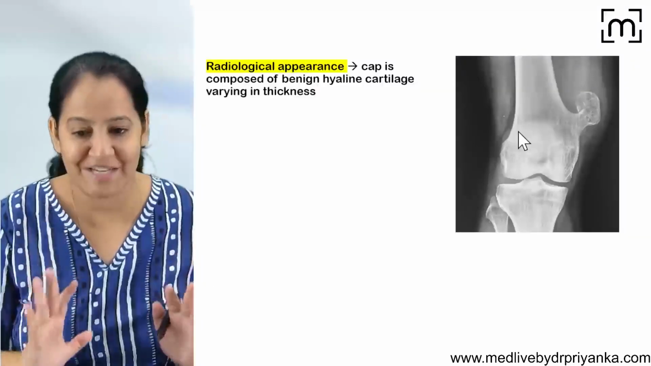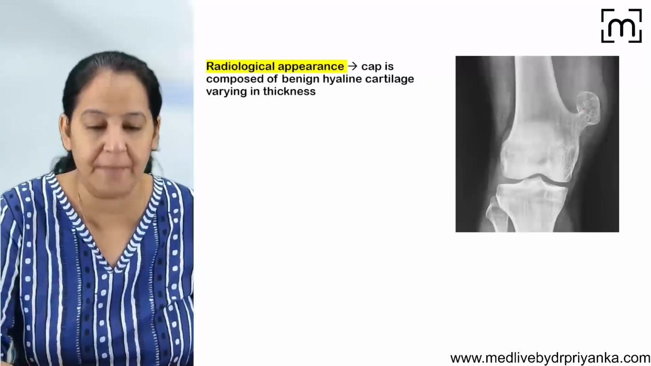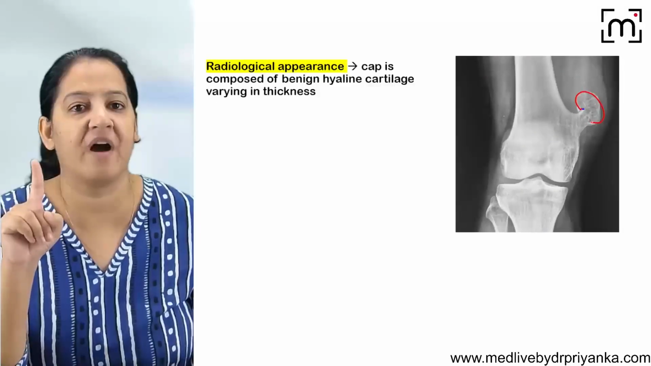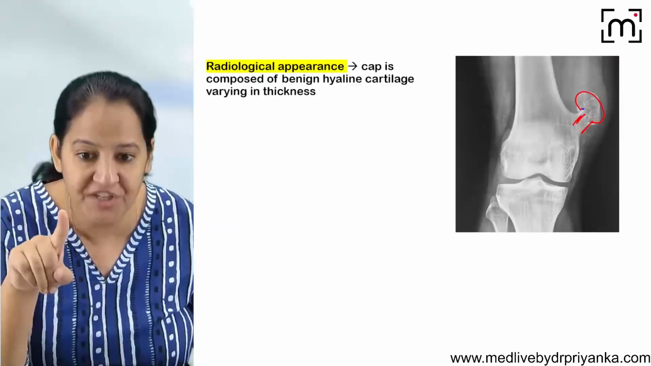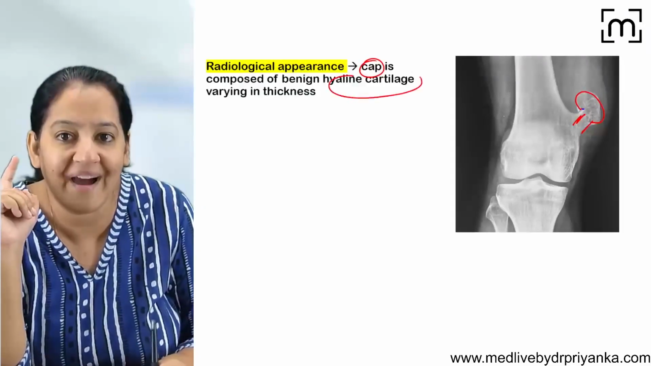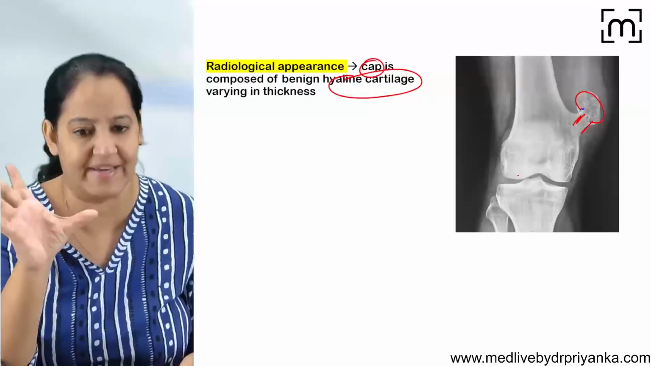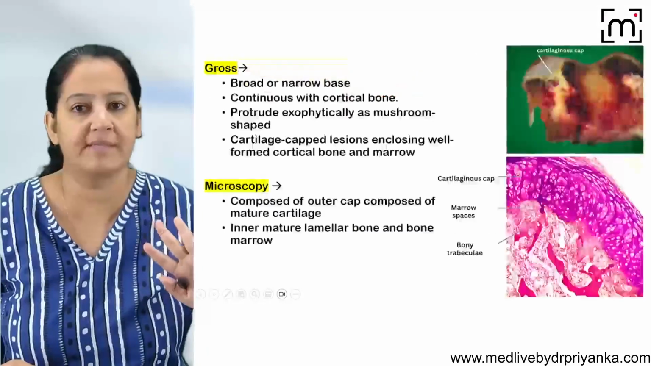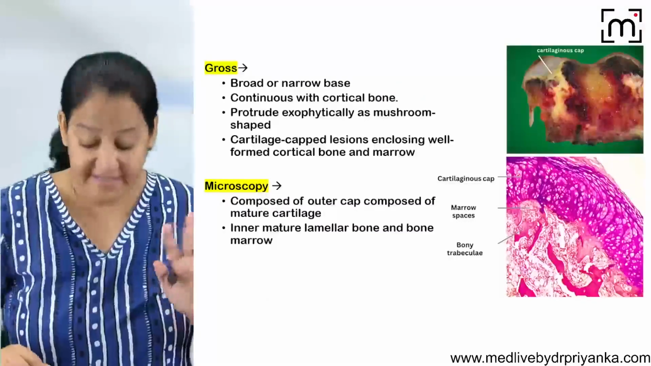Radiological appearance is very typical. It appears mushroom shape, or you can see like a cap. The tumor is having a cap which is made up of cartilage. The cap is made up of hyaline cartilage and it's varying in thickness. So that is the typical radiological appearance. It's like a protuberance. That is radiology.